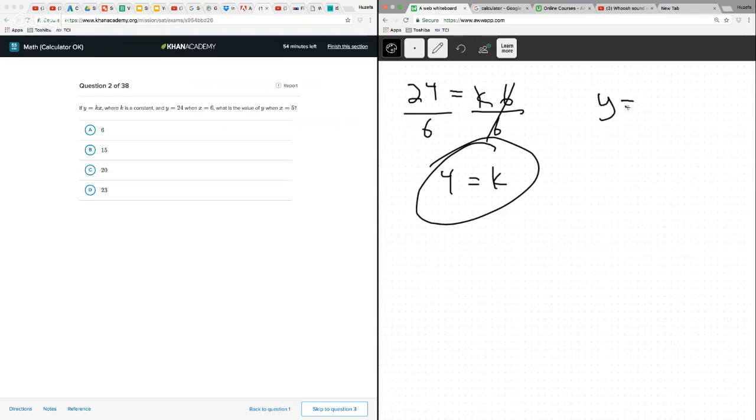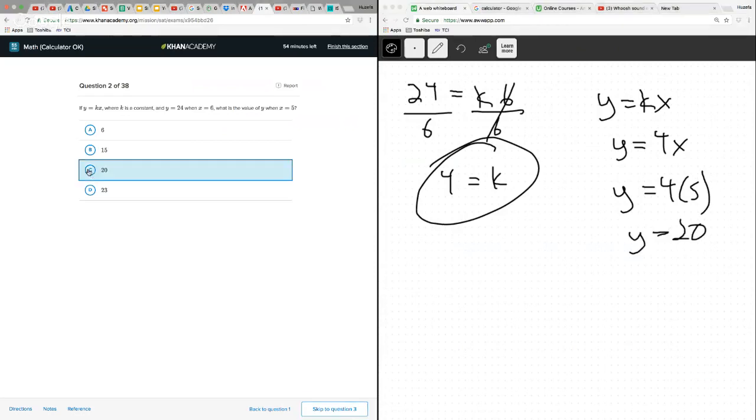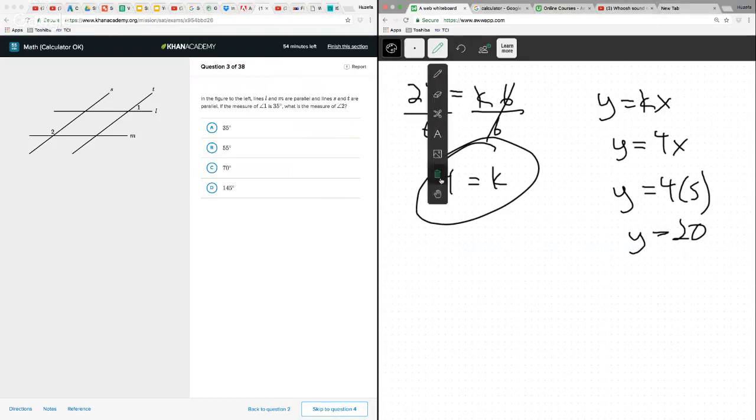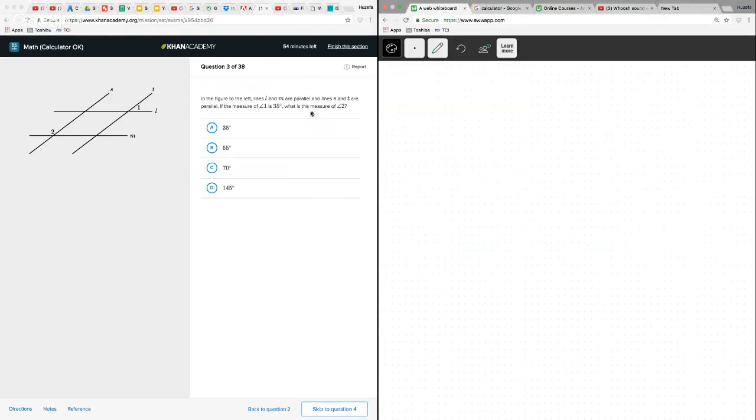Let's go back to this equation. We can now say k is just 4. And we want to know what is y when x equals 5. 4 times 5, y equals 20. Excellent. Next question. In the figure to the left, lines L and M are parallel to lines S and T.